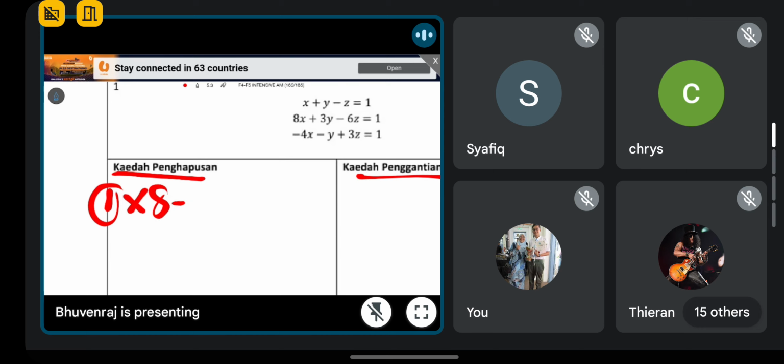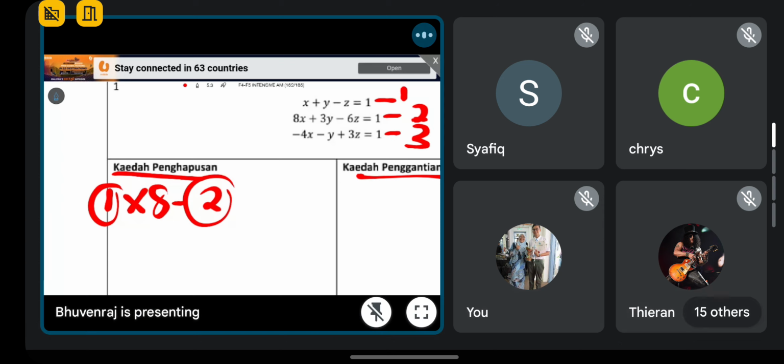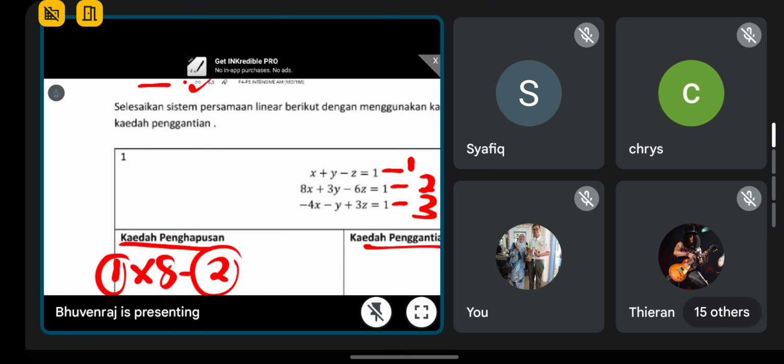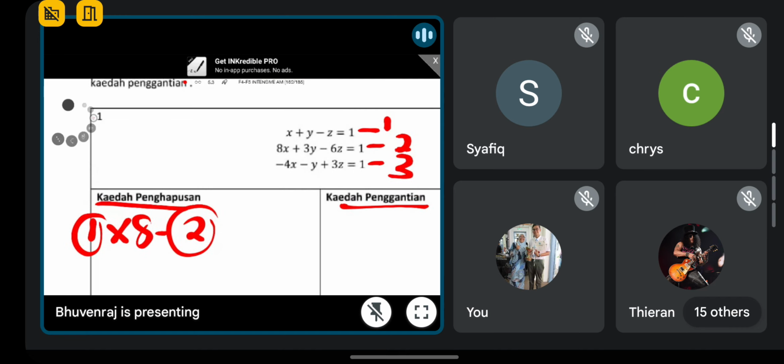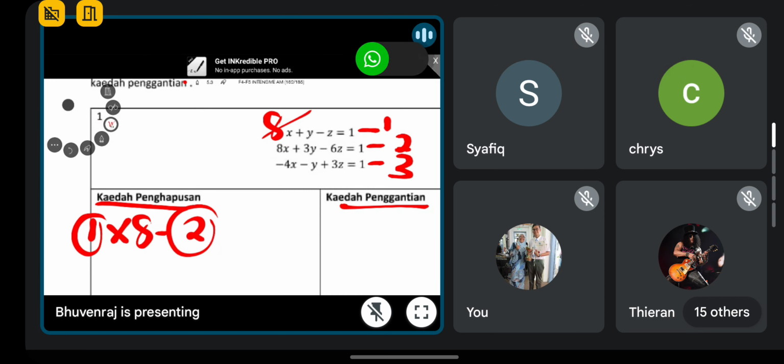I'll write out for you guys sebab nanti lebih senang. Okay, let's say yang ni 1, yang ni 2, yang ni 3. Okay, so saya nak darab persamaan. I want to times the first equation with 8 and then minus with the second equation. Okay, sebab kalau saya darab dengan 8, kamu tengok, saya boleh hapuskan X dah. I can eliminate X already. Okay, so you all work with me, buat bersama-sama dengan saya.